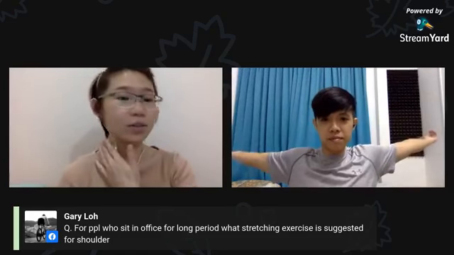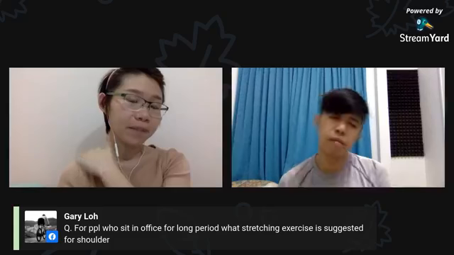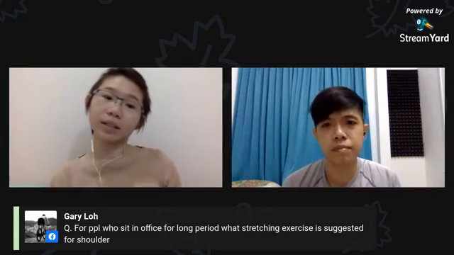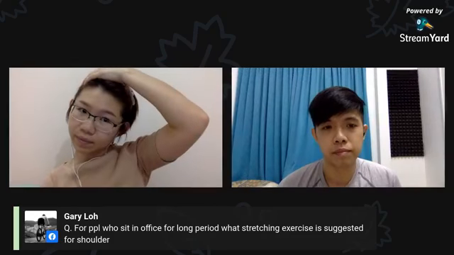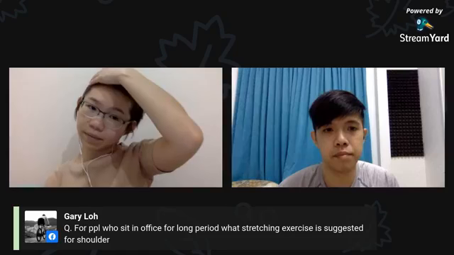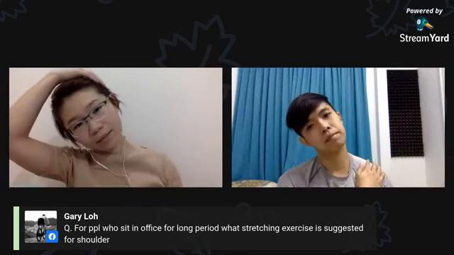You've got to focus on stretching this part of the neck, this part of the shoulder. So these are the areas. Exercise number one you can do is the side stretch. Just tilt your head to one side. If you want to stretch this side, then you turn away. These are some of the things that you can do. Then do the other side.